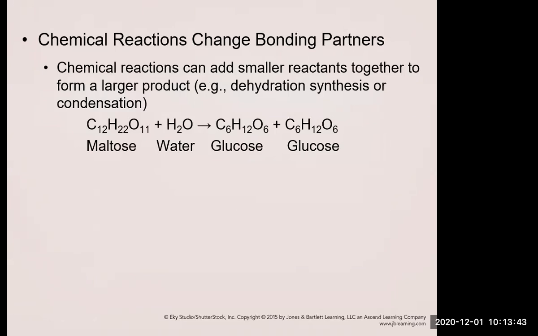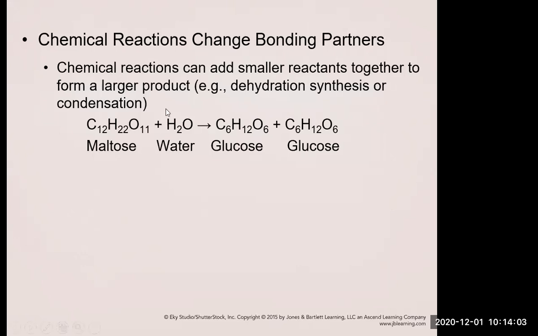Okay, we have a couple types of chemical reactions we're going to talk about today. You can think of them simply as condensation or hydrolysis. And we're going to see a condensation reaction come up later in the chapter.